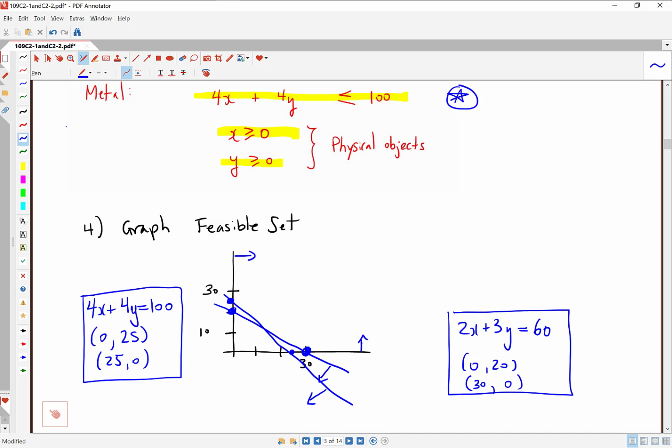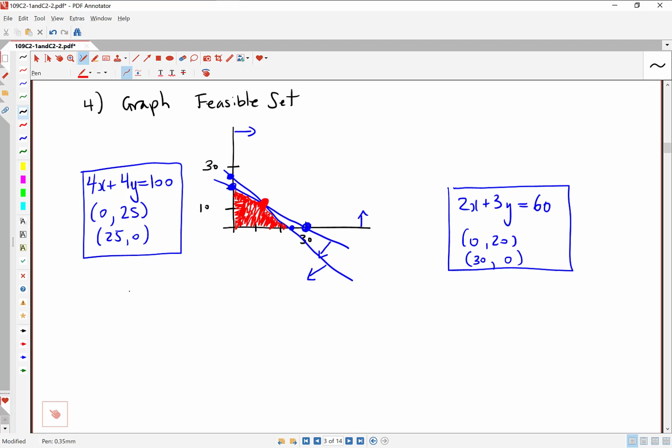Okay, so let's see if we can shade everything in here. So we need to stay to the right of the y-axis. We need to stay above the x-axis, and we need to stay sort of down and to the left of both of these lines. So you can see there's going to be some point here where the lines cross. And so what we're going to get is this four-sided feasible set.